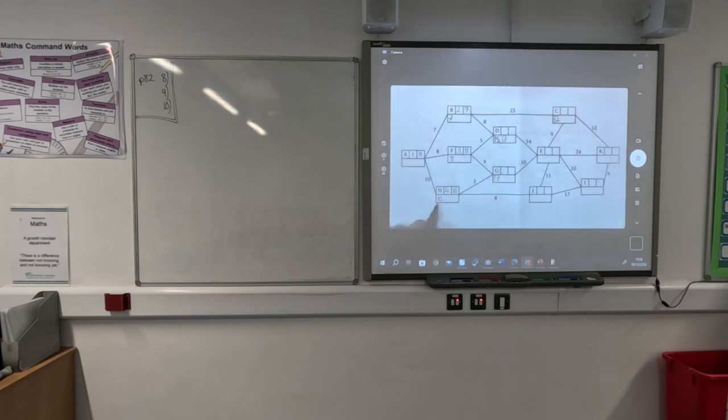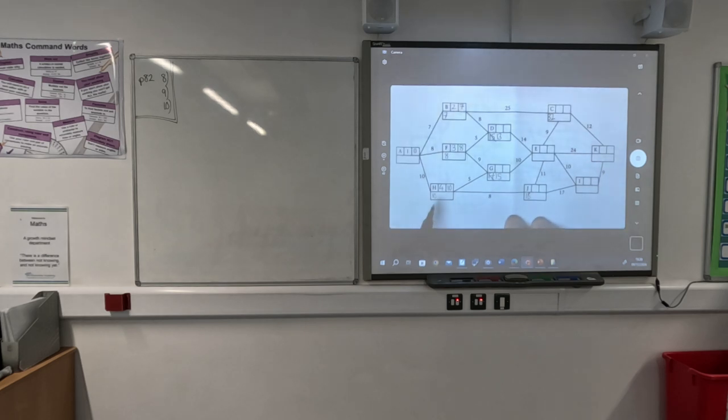So I boxed this one in fourth. 10 plus 5 is 15, and 10 plus 8 is 18. So I've now got to choose from these labels, so that means that D is number 5 with a distance of 13.